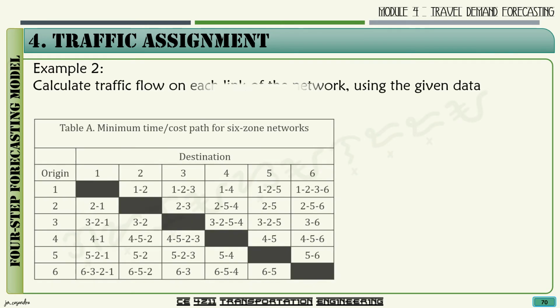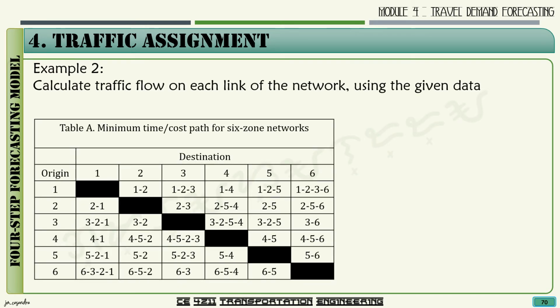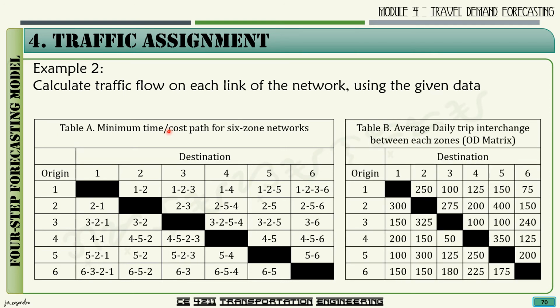So, next example. For the given traffic flow data, calculate the traffic flow on each link of the network using the given data for the minimum time cost path for a 6-zone network. The next table here is the average daily trip interchange between each zone, or your OD matrix.